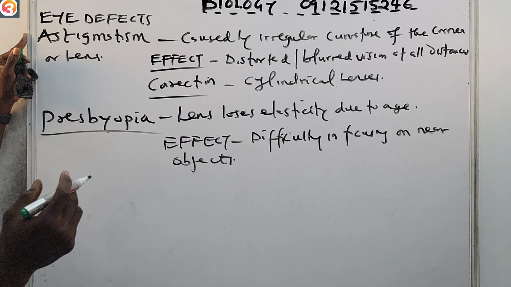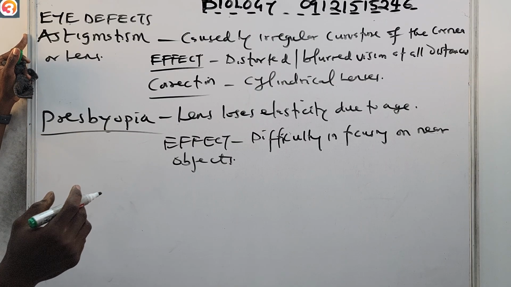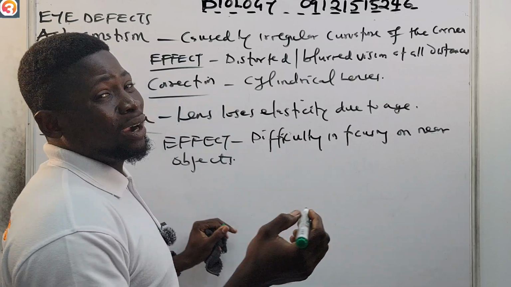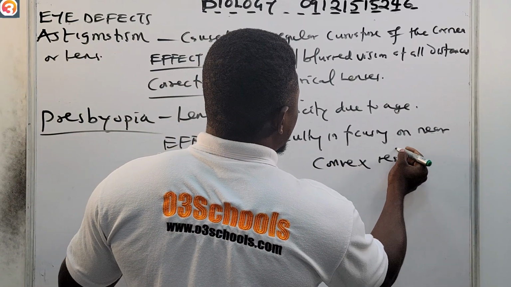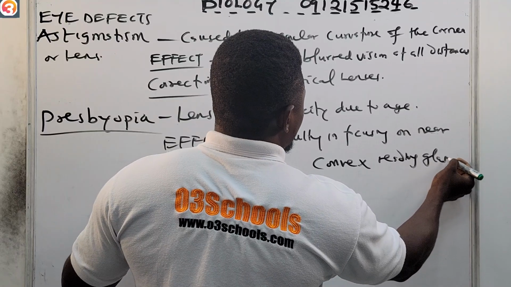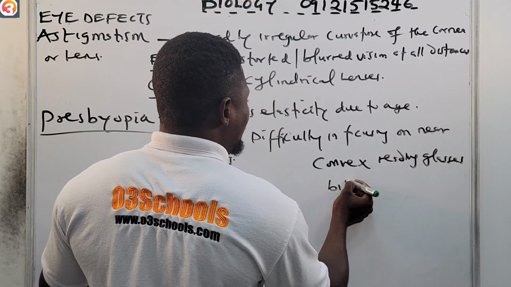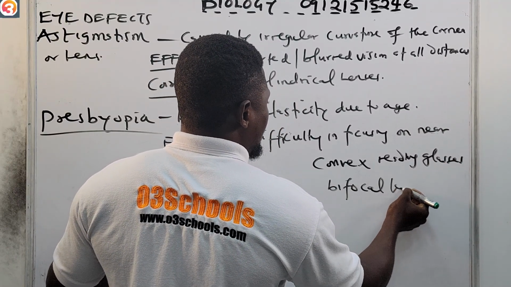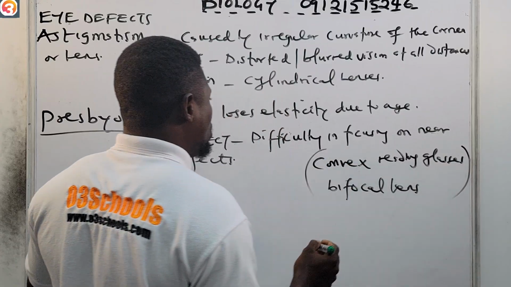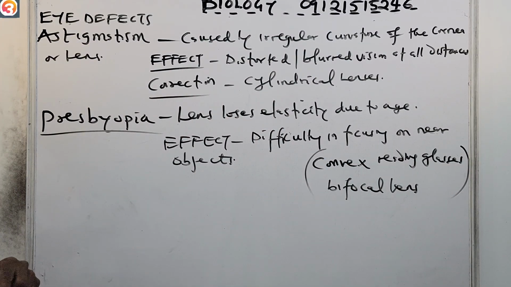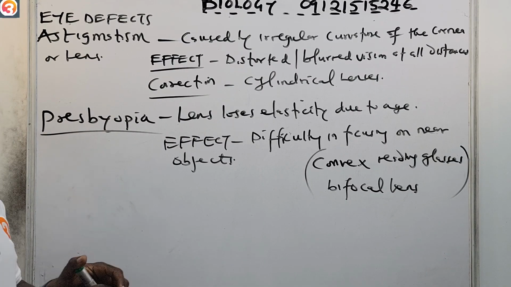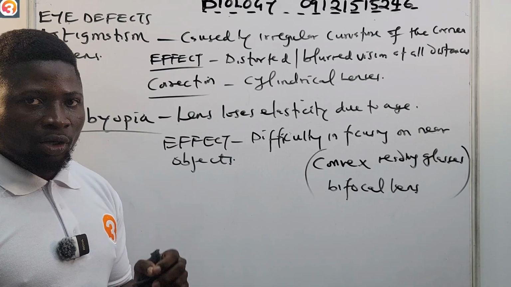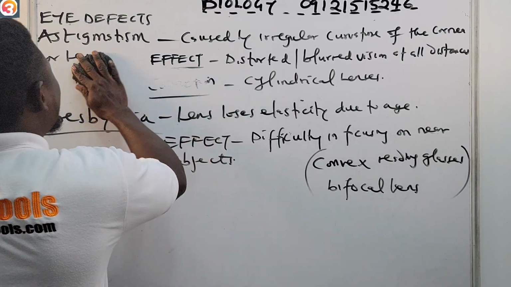And how do you correct it? We use convex lens. Convex reading glasses or bifocal lens. So we correct presbyopia by using convex reading glasses or bifocal lens. Up next, let us see cataracts.